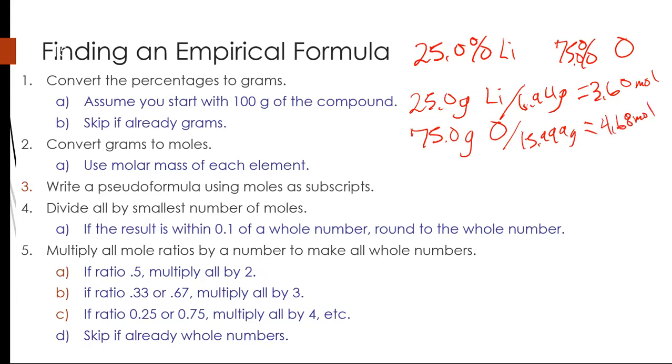Now that we have them in their moles, we're going to divide by the smallest one. What that's going to do is set it equal to 1. So in this case, if we divide by lithium's 3.60, that would say, if there was only one lithium atom, we could figure out how many oxygen atoms we would need. So we could take that 4.68, divide by 3.6, and also get 1. Sorry, not 1. We get 1.30.